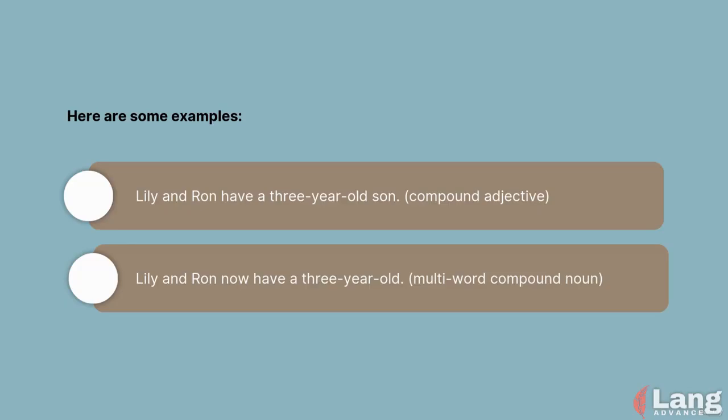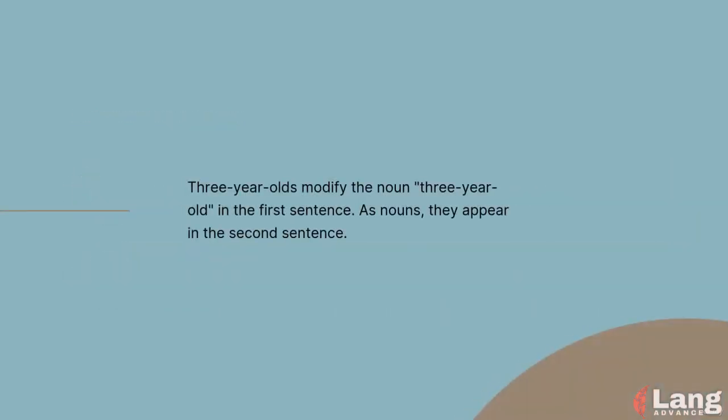Multi-word compound noun. 3-year-olds modify the noun 3-year-old in the first sentence. As nouns, they appear in the second sentence.